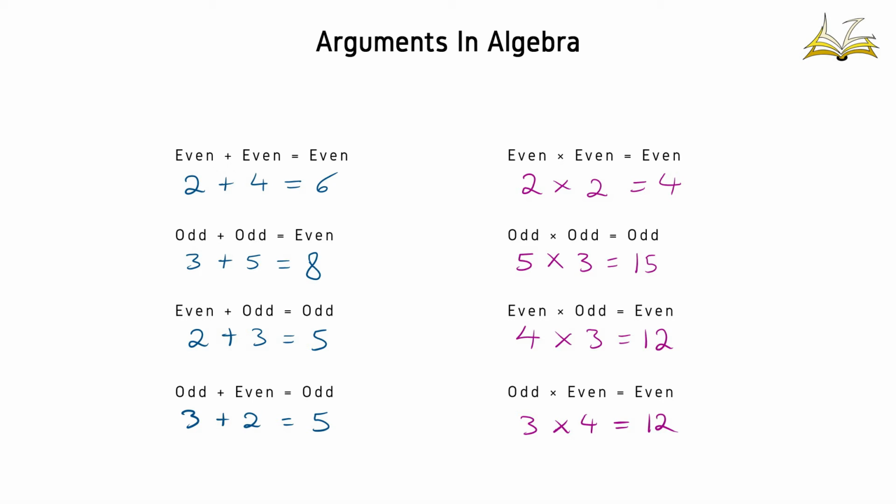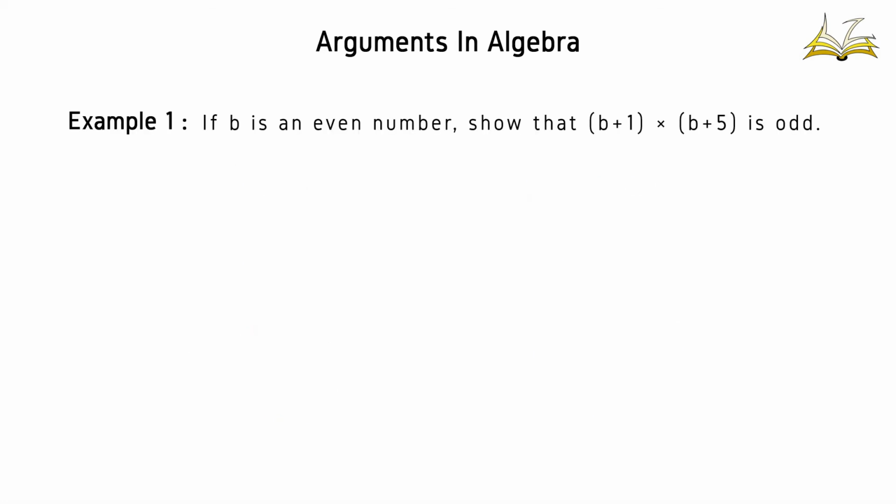So all these rules are very important to understand. They work with any numbers as long as you know your even and odds, which you should know at this point. So that's basically it. So now we're going to look at how we're going to utilize this in exam style questions. Okay, so here we have an example. If b is an even number, show that b plus 1 multiplied by b plus 5 is odd.